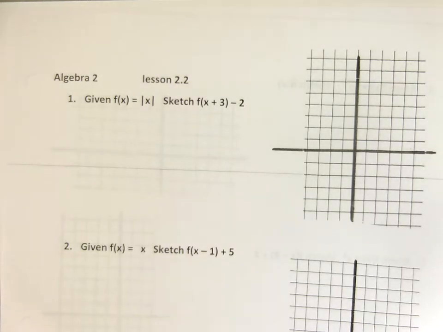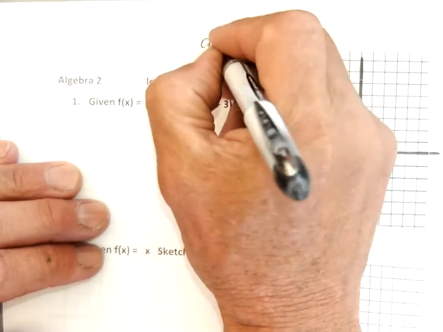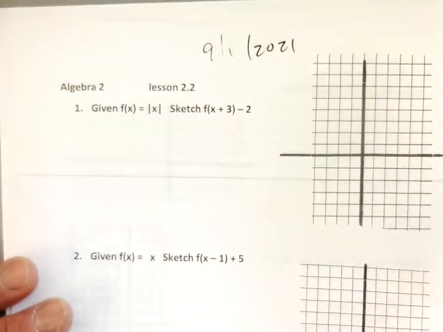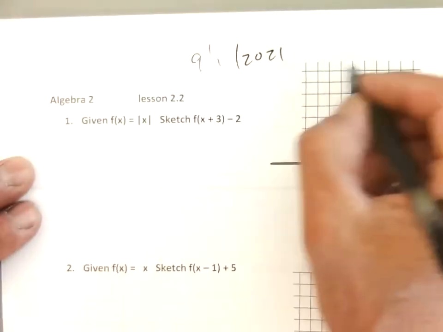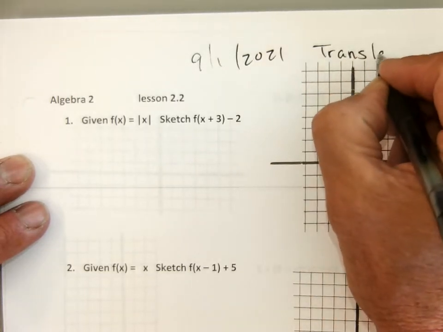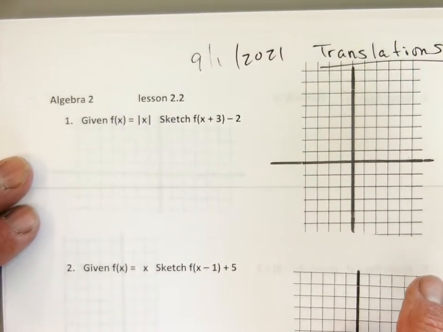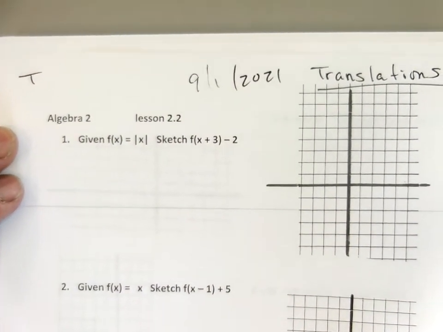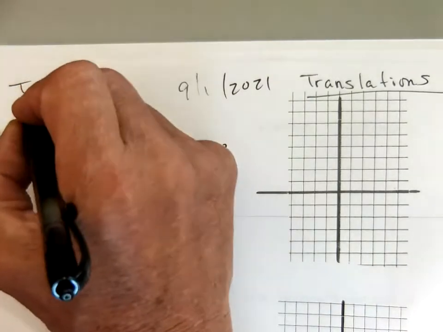Okay, so let's take a look at what you have. First of all, today's date, September 1, 9/1/2021, okay? What we're going to be doing today is translations and transformations. I didn't do my notes very well. They're not very good notes, but I'm working on it, okay?